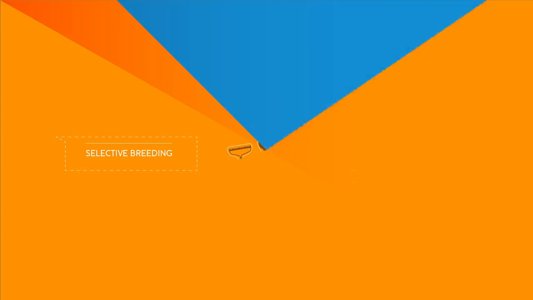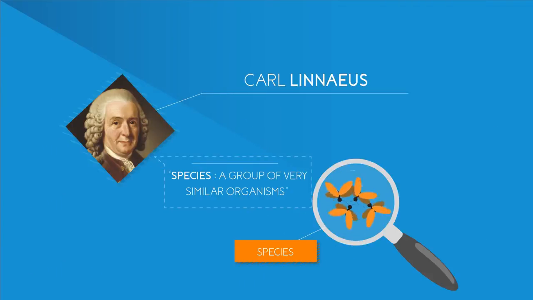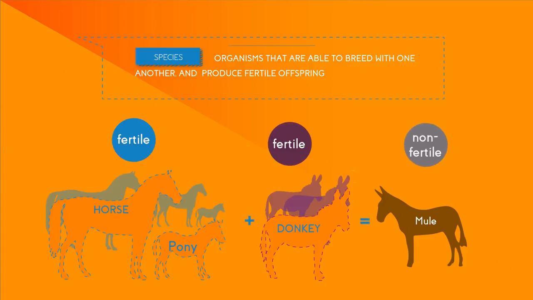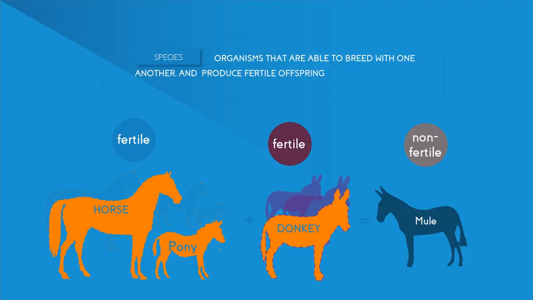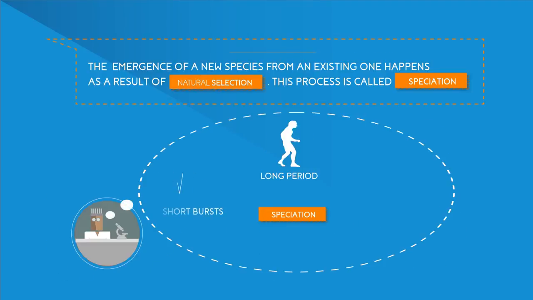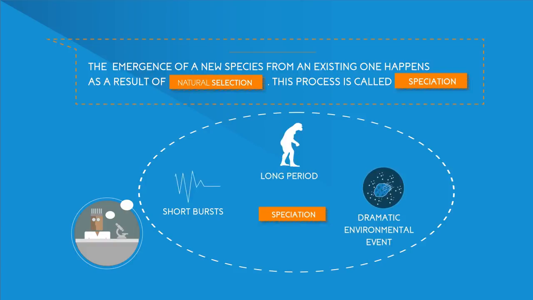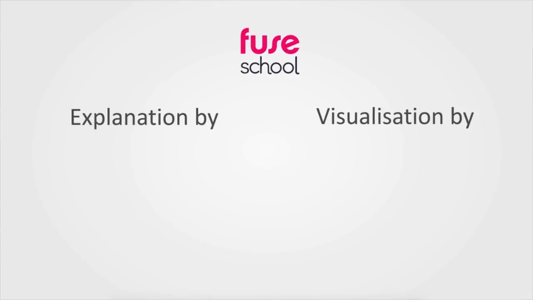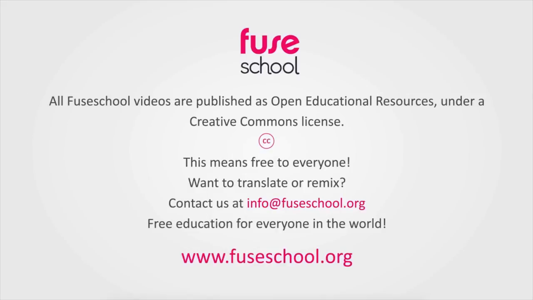So, from this video, you should now know that a species is a group of organisms that can produce fertile offspring. In some cases, such as donkeys and horses, different species can mate, but their offspring are not fertile, hence donkeys and horses are different species. You should also know that new species can emerge for different reasons, such as a change in habitat and also through humans selectively breeding. See if you can find other examples of speciation.